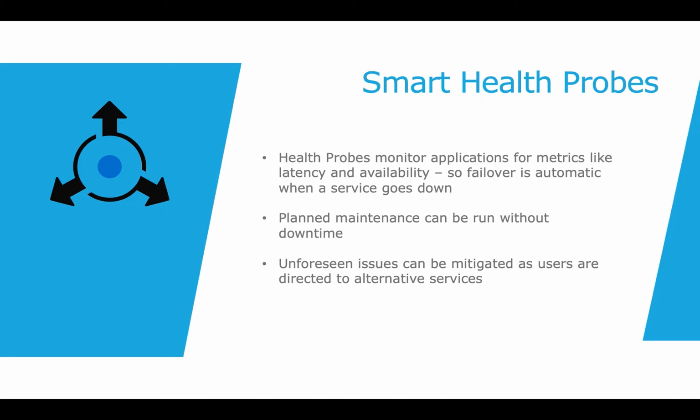There's two real main benefits to this: that you can run planned maintenance without downtime, and those unforeseen issues can be mitigated as users are directed to alternate services. So let's say a region goes down or we have a problem with the service, our users don't see any downtime. There's two types of health probes in Front Door, a HTTP probe and a latency probe. The HTTP probe uses a HTTP status code, so anything other than 200 is considered a failure. And the latency measures the time that the service responds in. Anything over the threshold you've defined is considered a failure also.